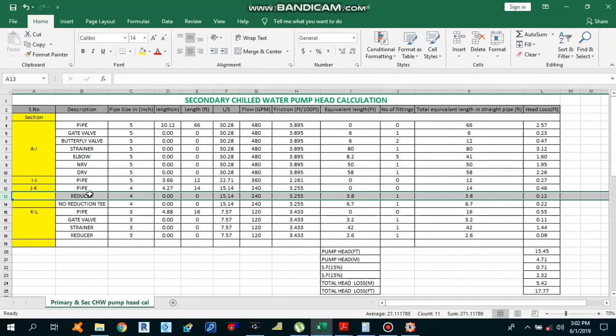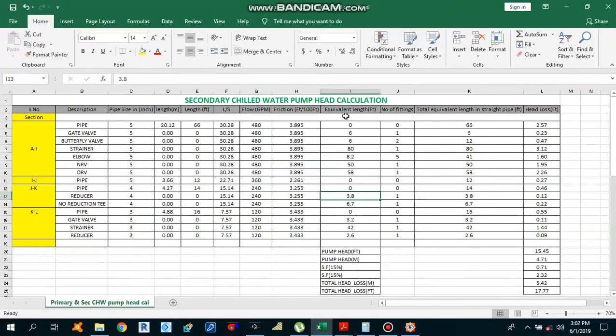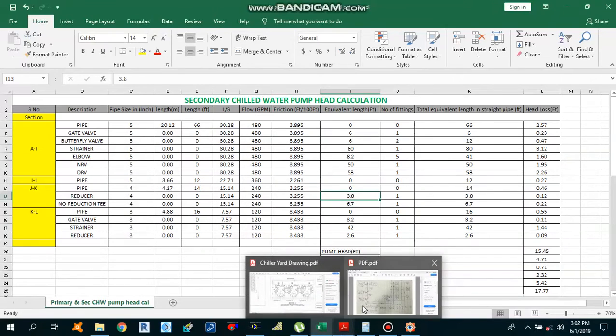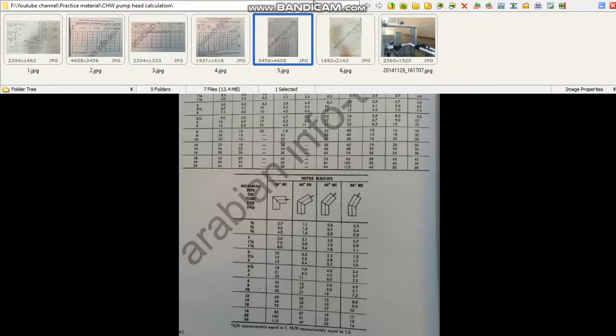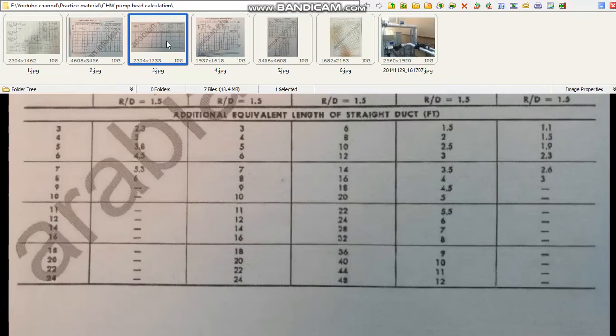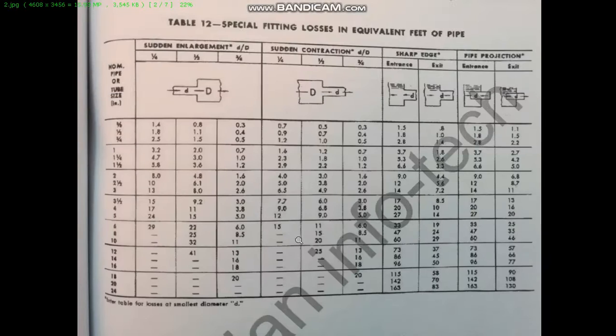Now we have a reducer, 5 inches to 4 inches reducer. For the reducer, how did we get this equivalent length, 3.8? So let's move back to our chart. This is the table we are going to use to calculate the equivalent length for the reducer.